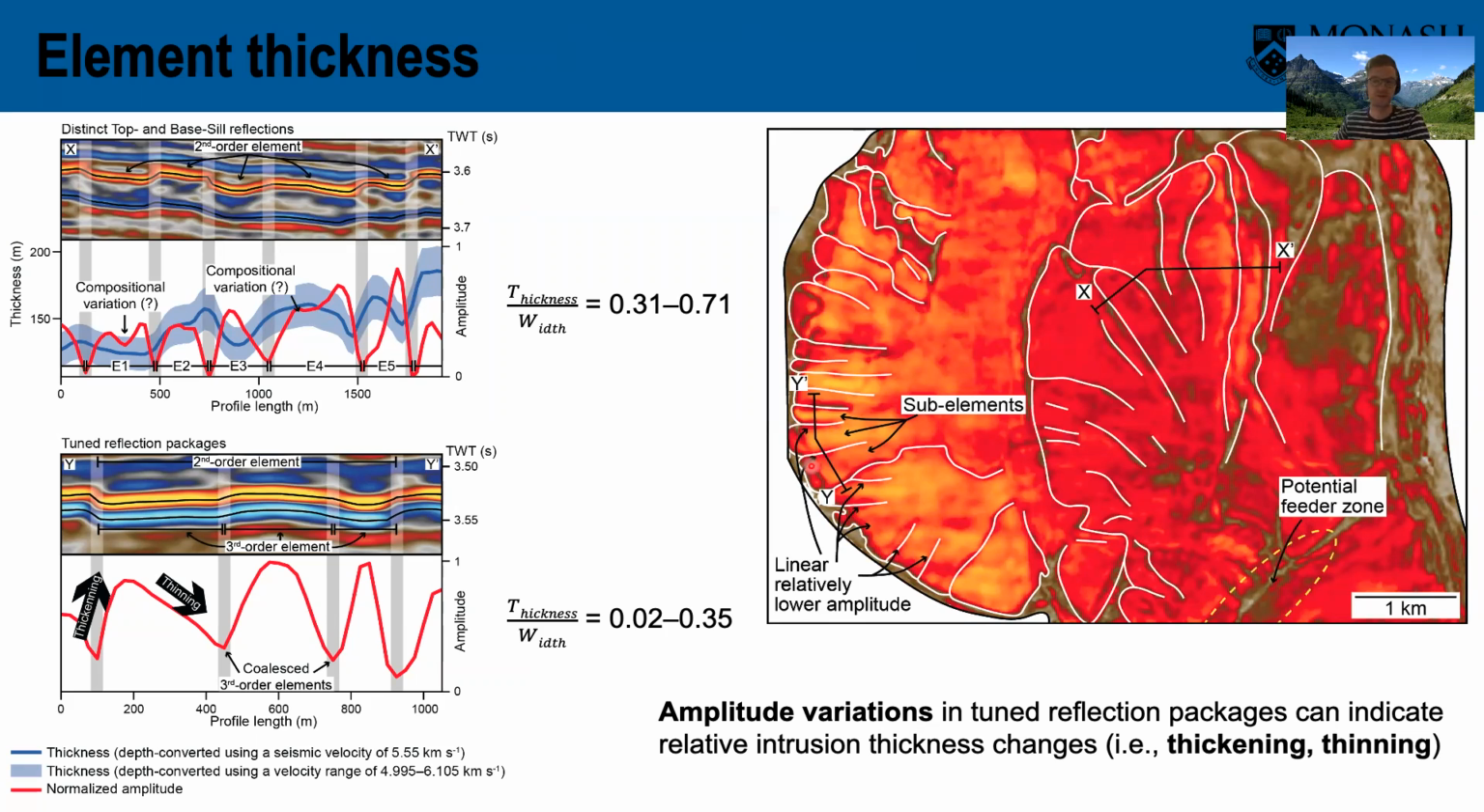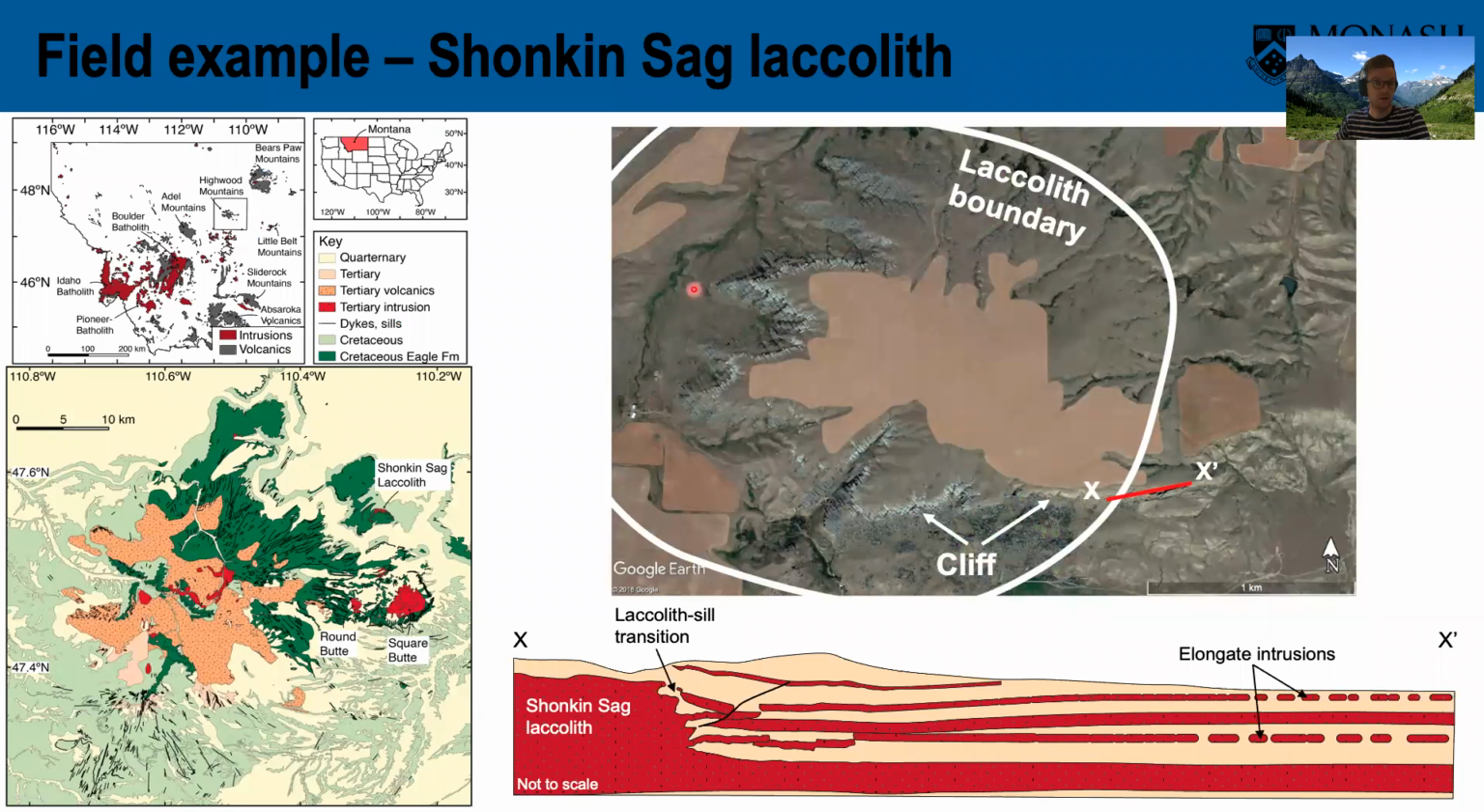However, because we cannot quantify the small-scale host rock deformation in seismic reflection data, it is important to compare and link the cross-sectional geometries of these elements with a field analog, where we can study the emplacement mechanisms. And the field analog we are studying is located in central Montana. So these are the Highwood Mountains of Montana. And specifically, we are looking at the Shonkin Sag laccolith.